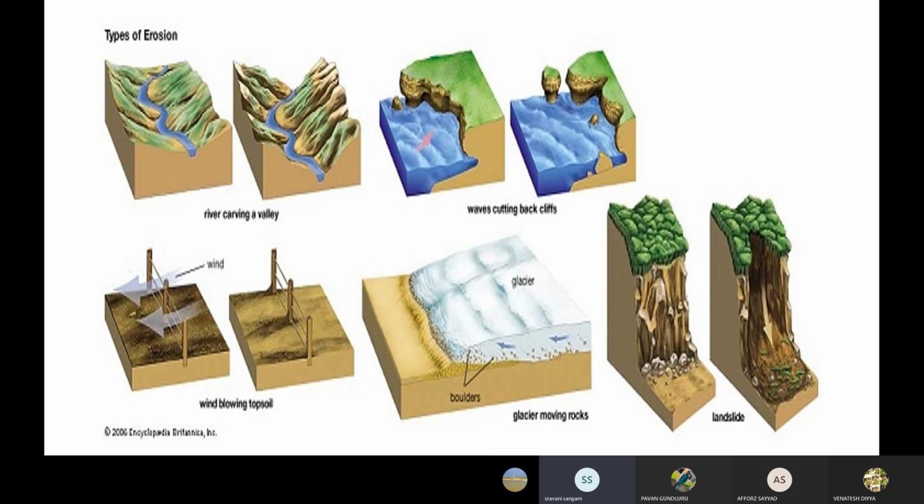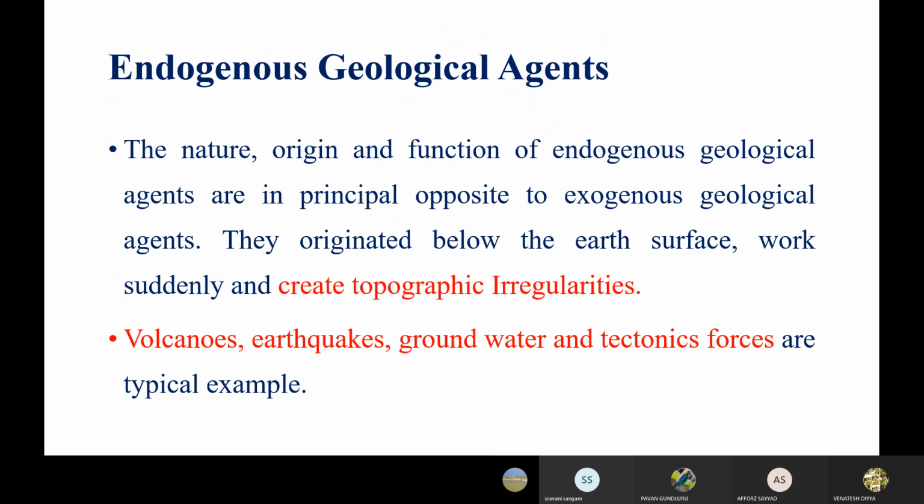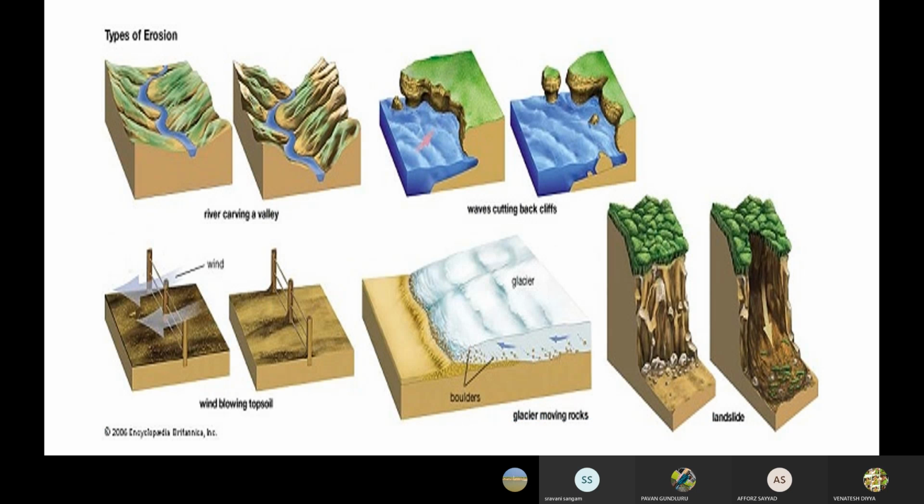So here are the types of erosion. The first one is river flow on hill areas. This is the natural one, not affected by erosion, but here the land is affected by erosion. See here, the land may be eroded.